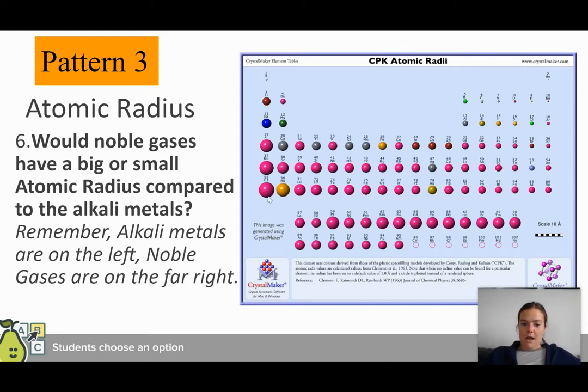Okay, so if we look at this example here, the noble gases are these elements over here, and our alkali metals are these over here. So would a noble gas have a bigger or smaller atomic radius compared to an alkali metal? And it should be really clear these noble gases have a way smaller atomic radius than these elements over here on the left side, because the trend is for those to increase as you go across.